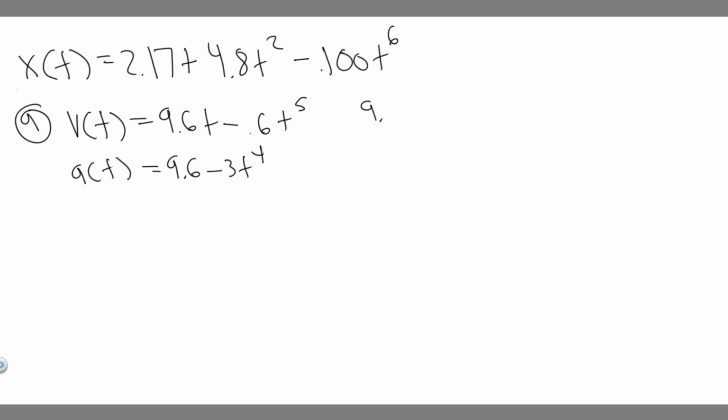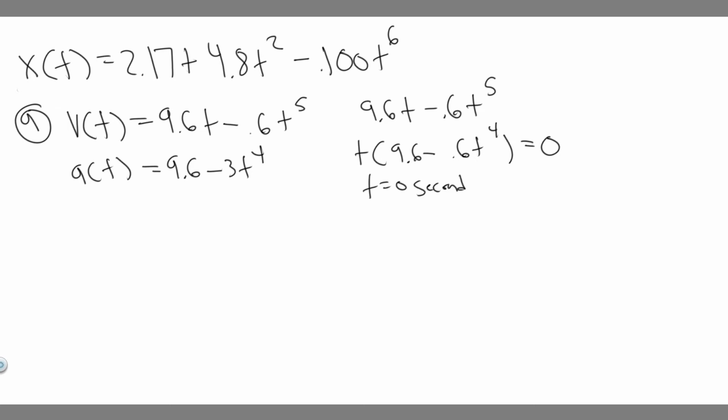We want to say 9.6 t minus 0.6 t to the 5th equals 0. Basically we can factor out a t here. So t times (9.6 minus 0.6 t to the 4th) is just going to be equal to 0. Keep in mind, we can just set t equals 0, so obviously at t equals 0 seconds, the velocity is 0, because we can plug in 0 here for t.